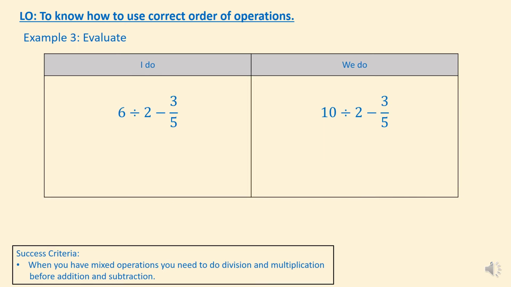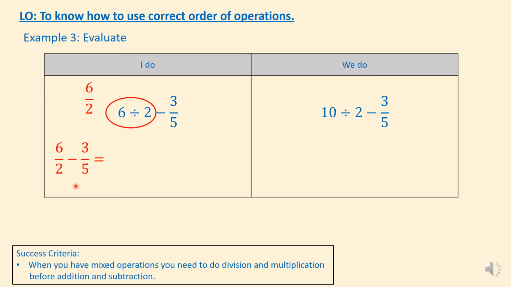Now, a couple more examples, then it's going to be your turn to do some independent tasks. Okay, in the first one, again, I have division and I have subtraction. So I know that division comes before subtraction. So I start with 6 divided by 2. But because I'm dealing with fractions, I prefer to have that in fraction format. So 6 divided by 2 is the same as 6 over 2. So if I rewrite the question, I have 6 over 2 take away 3 over 5.